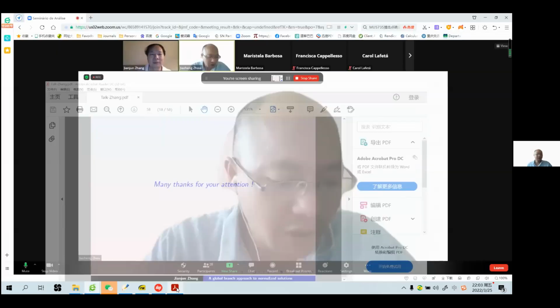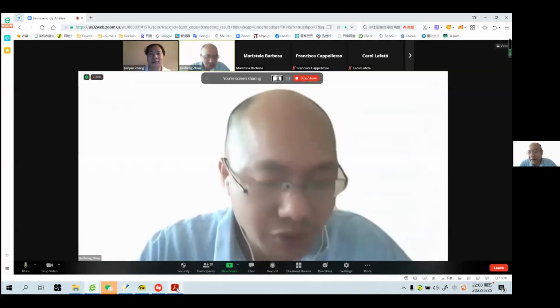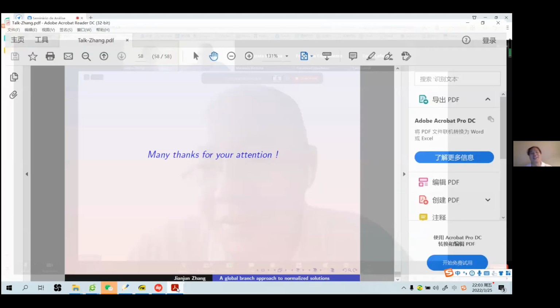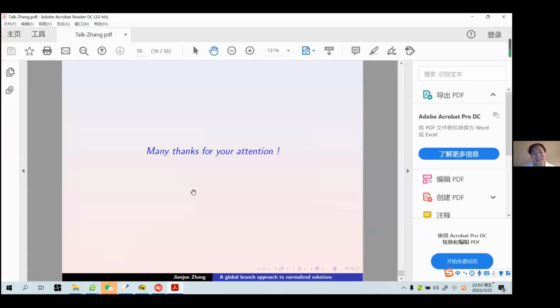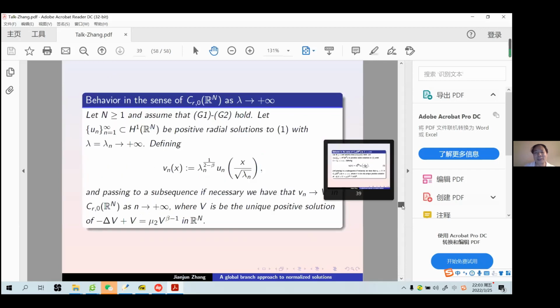What happens when P is bigger than 2 star? Okay. So if P is bigger than 2 star, maybe the problem is very difficult because we know if P is bigger than 2 star, we could not consider the problem in the Sobolev space H1. Because our argument highly depends on the limit problem.